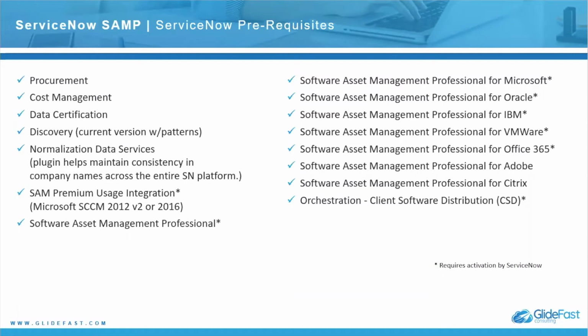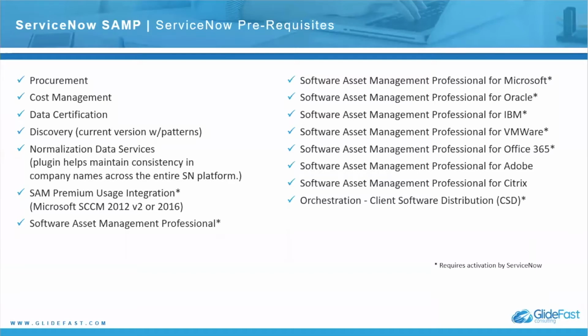In addition to that, what we typically deploy and what is really required is procurement. They have to install the procurement plugin if they want any of the procurement type functions with requesting software. Cost management is required because we do automatically insert costs and line items for the software that gets purchased. We want them to have data certification. It's required for the software asset as well as the normalization data services. Both of those are really important for keeping the data clean, which is extremely important. This is all CMDB.